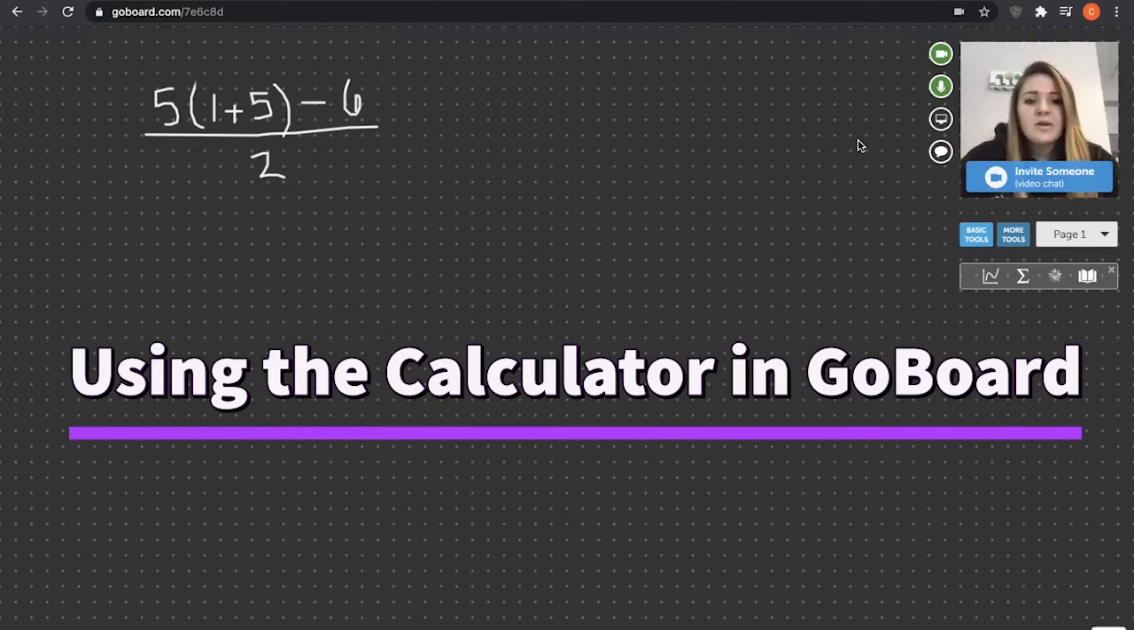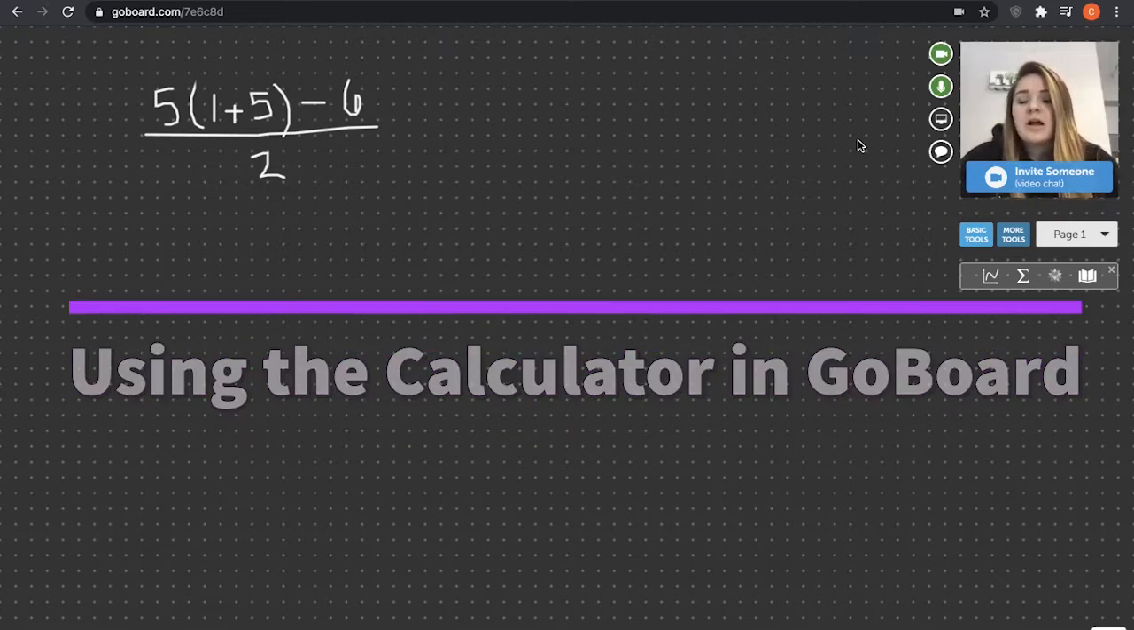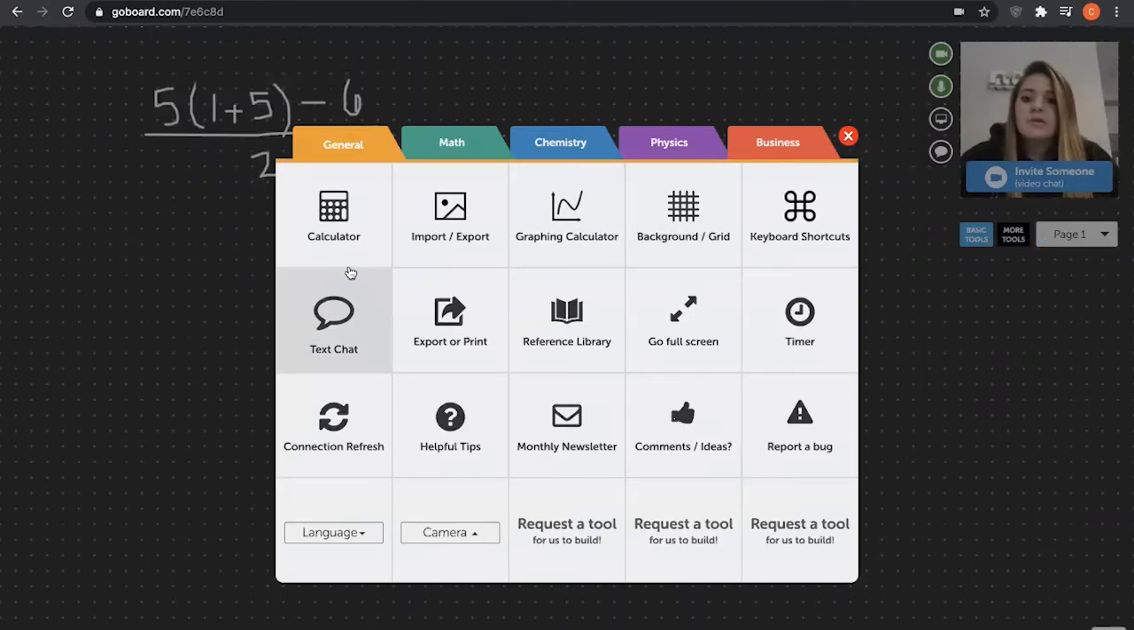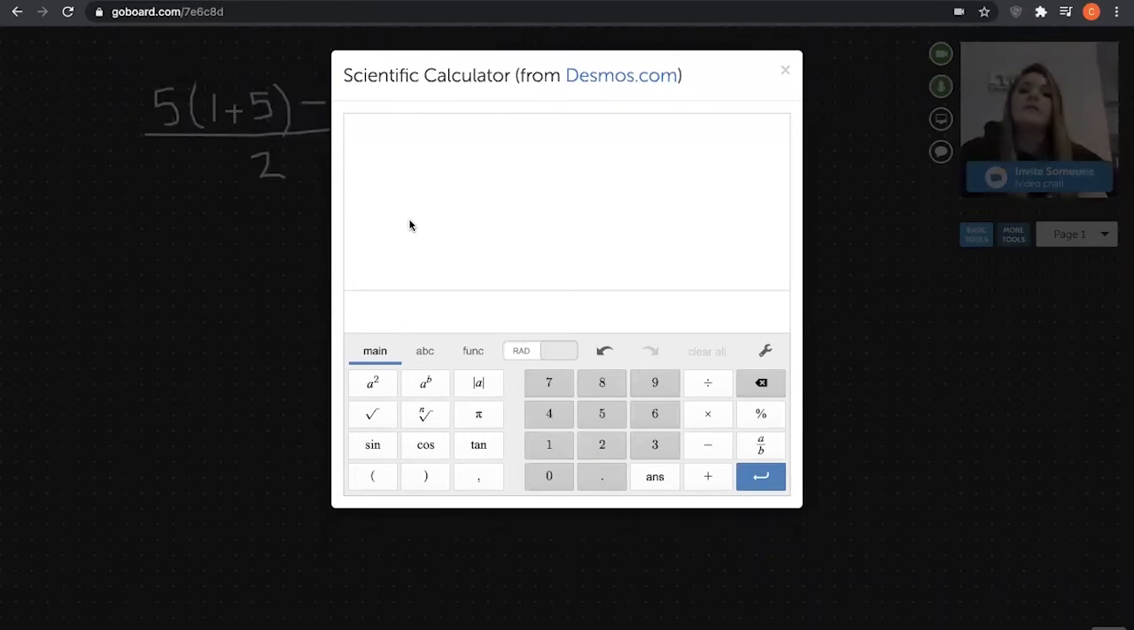Hi, so I'm here to explain some common calculator issues that students have come across. Within GoBoard, this program for tutoring, under more tools, there is a calculator that is available and also a graphing calculator that is available. I'm just going to go over some of the tips that I have.